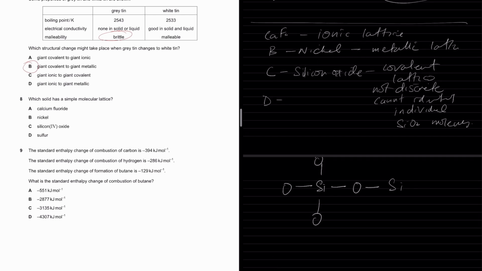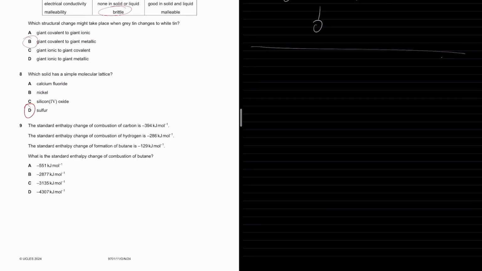And the last one is sulfur. So sulfur forms a simple molecular lattice. And why? Because sulfur has weak van der Waals forces. So the answer here is going to be D.